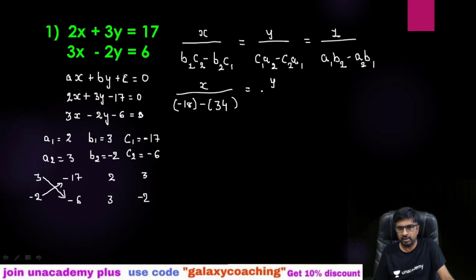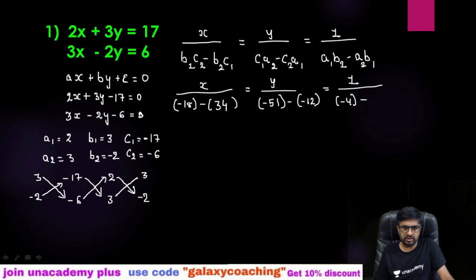Then y upon, again from the upper number towards the lower term. So 17 3s are 51, minus 51, bracket, and then the next term, minus 6 2s are minus 12. Please don't get confused: this minus is of the formula and this minus 12 is our number. Then 1 upon a1b2, 2 into minus 2 is minus 4, then minus, and 3 3s are 9.